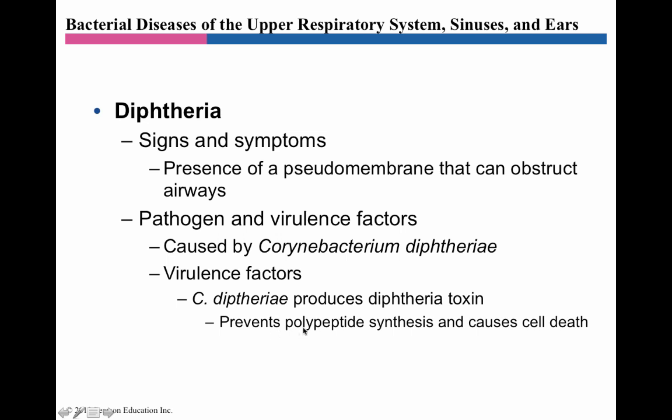And that's what's happening here. This diphtheria toxin prevents protein synthesis in the white blood cells, in the throat cells, in the voice box cells, and it causes them to die. And then they build up and they leak out their fluid, and the dead cells build up, and it's what causes this membrane.